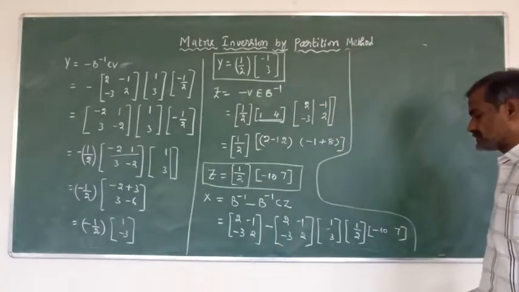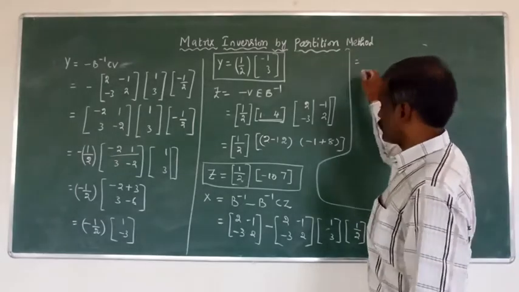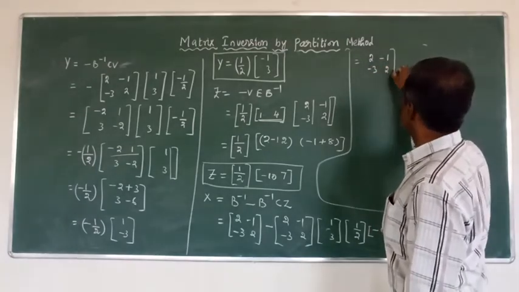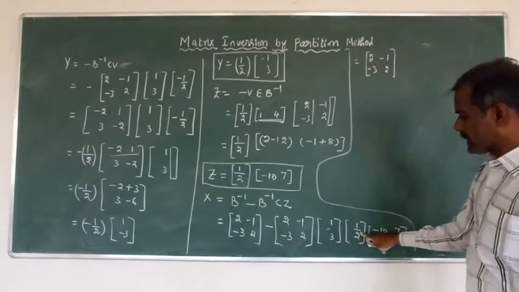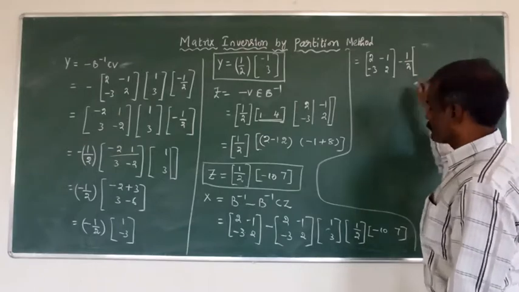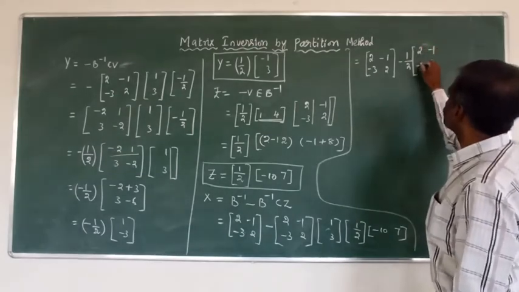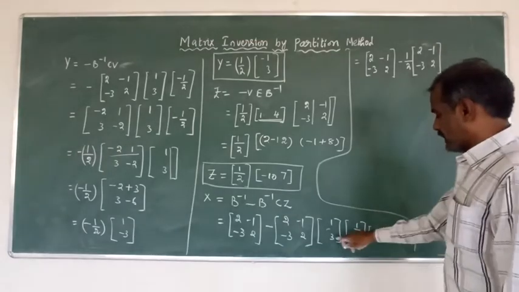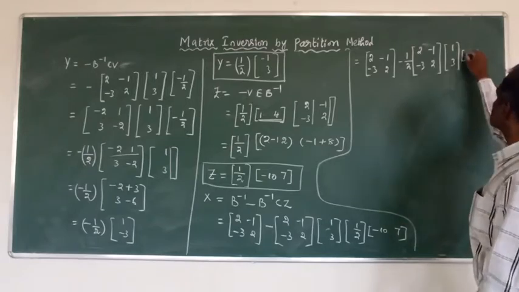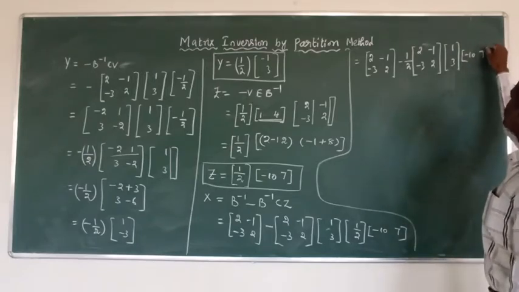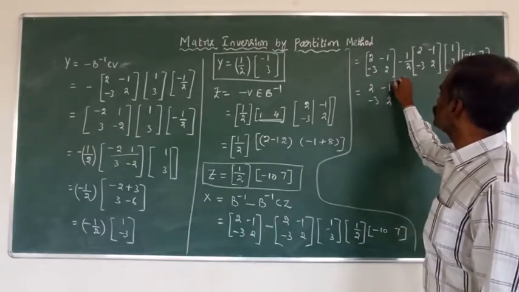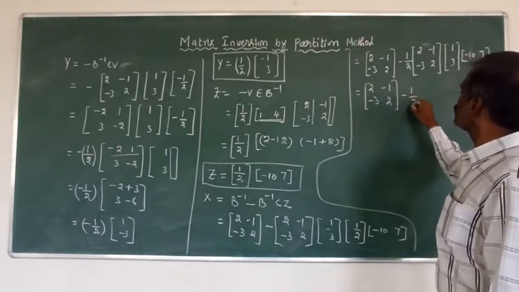Next, equal to minus 1, minus 3, and then 2. This 1 divided by 2, we can take here minus 1 divided by 2 within bracket 2 minus 1 minus 3 2. Next one 3. After that minus 10 and 7 equal 2 minus 1 minus 3 2, minus 1 divided by 2.